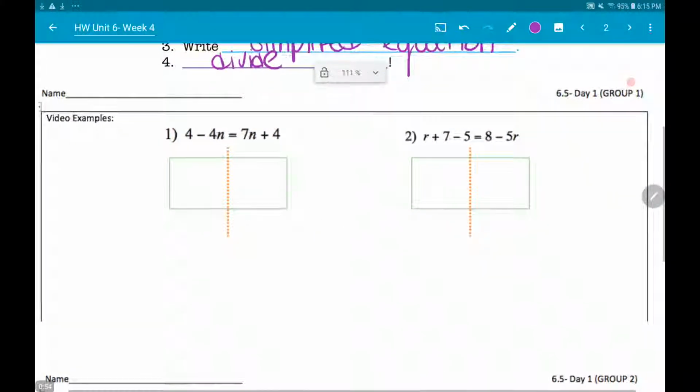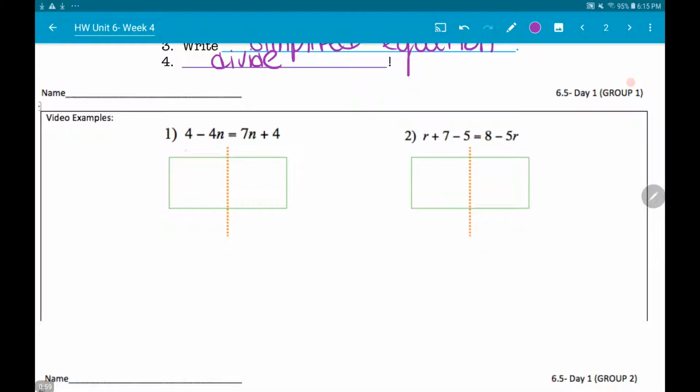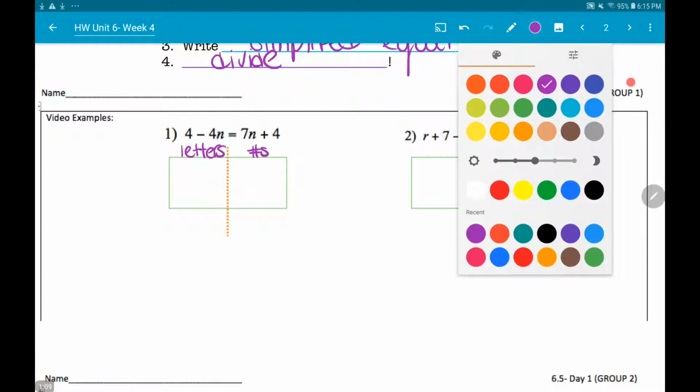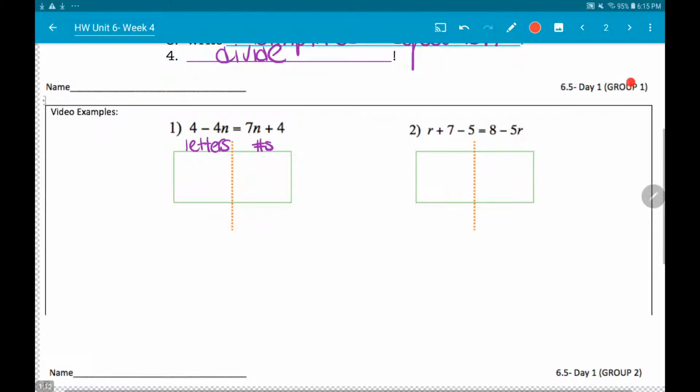Alright, so let's take a look at this day 1, group 1 review. So let's start with number 1. So I have no parentheses, so I'm not going to be distributing here. And I'm going to label letters and numbers. Let's take care of letters first. So I look on the left and I see negative 4n. Good. Now I look on the right and I see 7n, but I'm crossing the line to move it over. So when I cross the line, I change the sign.